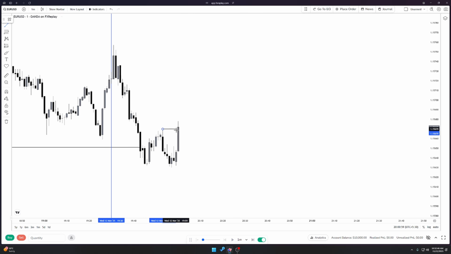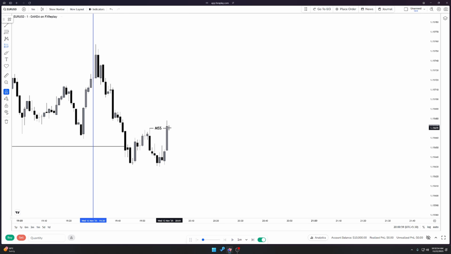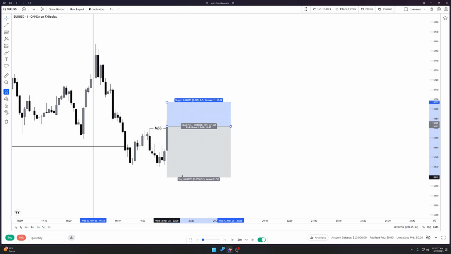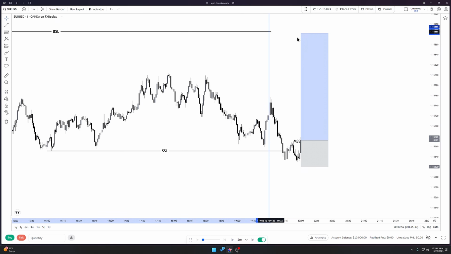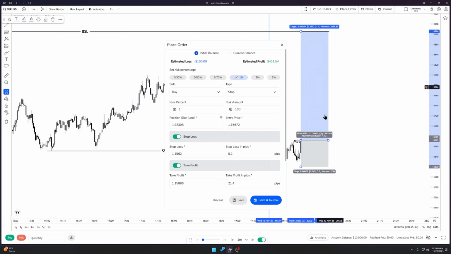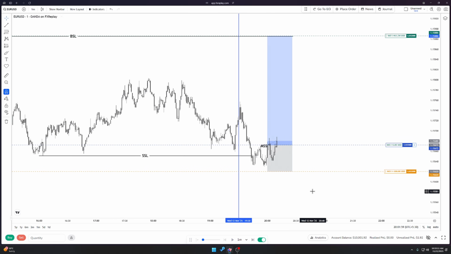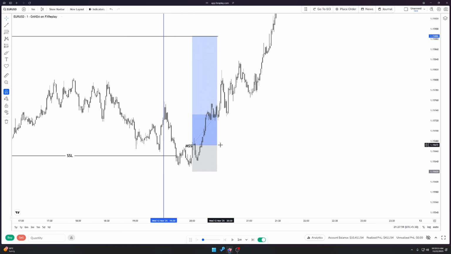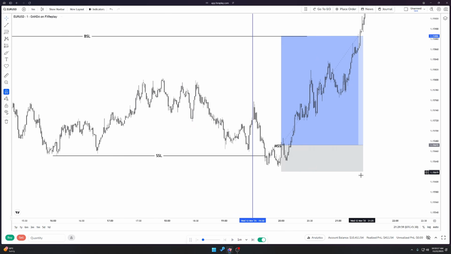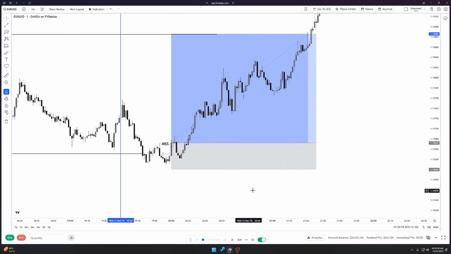Notice how we get a market structure shift. The candle closes outside the previous high. That's our signal. So we enter long right there, place our stop below the low, and target the buy-side liquidity. And as you can see, the market goes straight to our target. Clean and efficient price delivery.